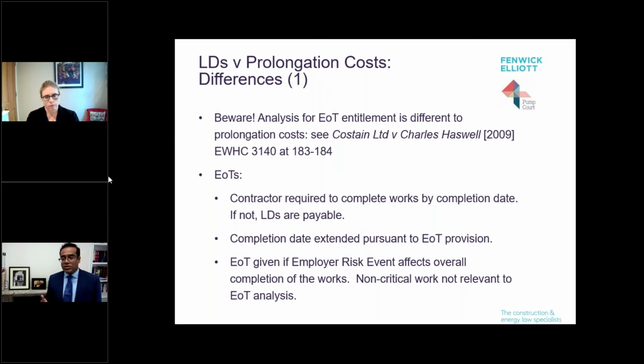Now, in relation to extension of time, it does not matter what the extent and scale of contractor non-critical delays actually was. It could be no time at all, or it could be 149 days. In either scenario, the contractor would be entitled to an extension of time of the full 150 days. But it does come into the analysis when we start talking about prolongation costs.